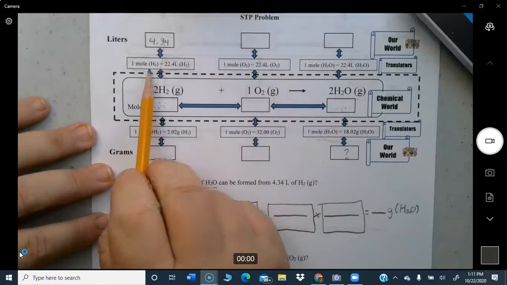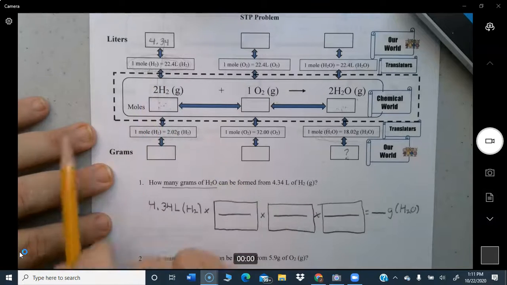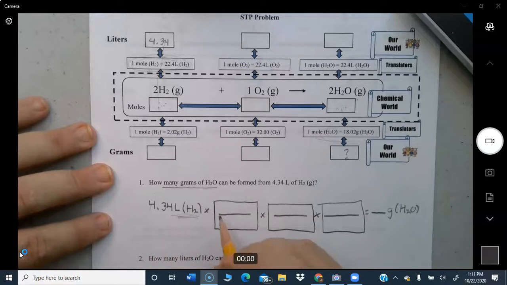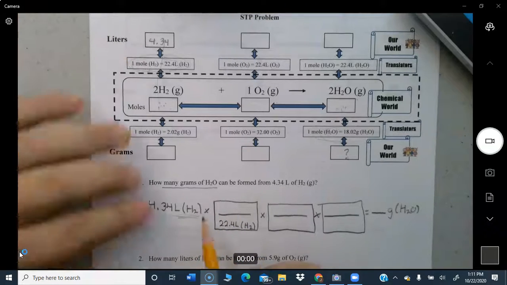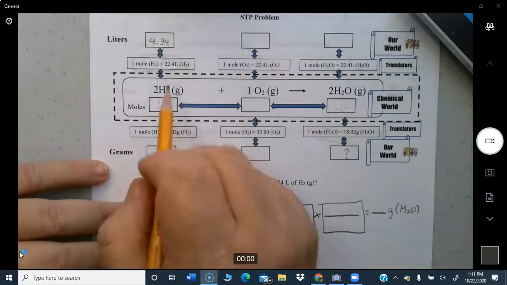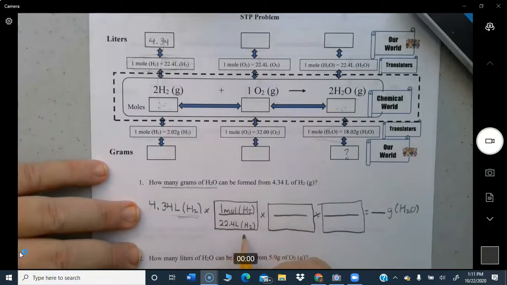Okay, so the first conversion is 1 mole for 22.4 liters. So one of those goes on the top and one of them goes on the bottom. Which is it? Well, we need liters of H2 to cancel out, so we're going to put the 22.4 liters of H2 on the bottom. Hopefully this is becoming natural enough that you don't have to write every ratio and every conversion factor. And you have 1 mole of H2 there. Liters of H2, liters of H2. Okay, now you're going to have moles of H2 cancel out.